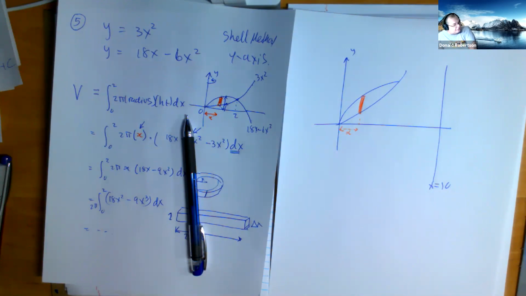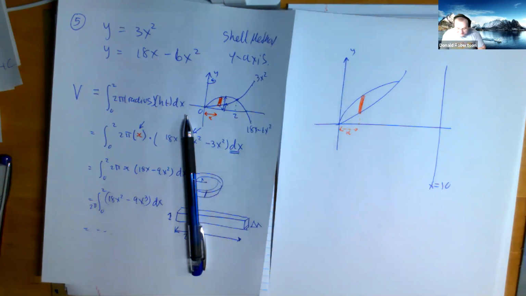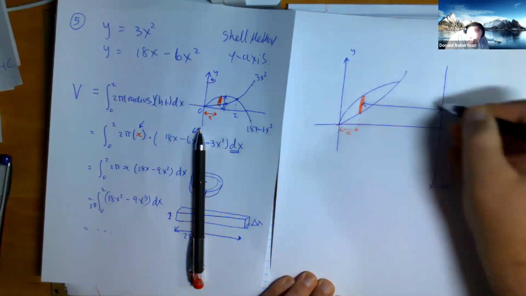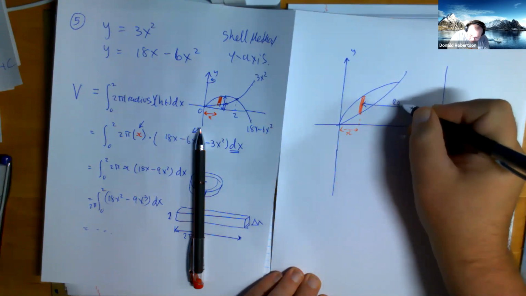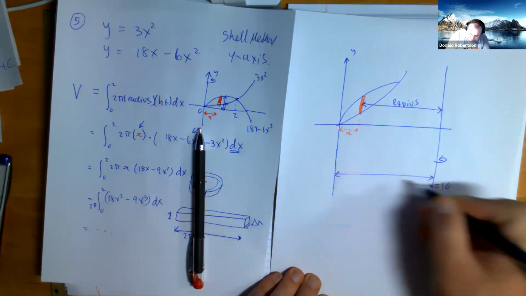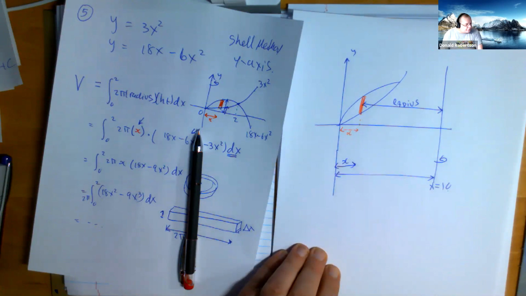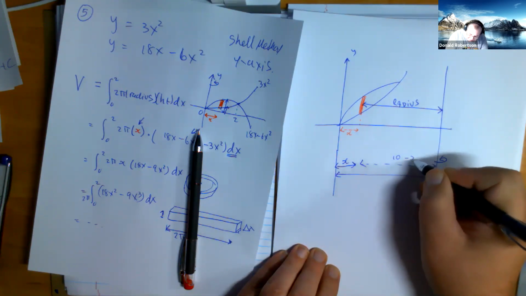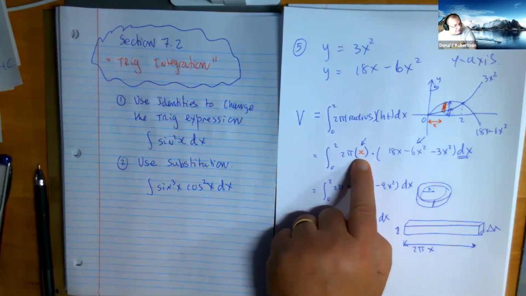And sometimes that distance is the radius, especially if you're rotating about the y-axis. But the radius is the distance from that rectangle to wherever the axis of rotation is. So how do I find the radius this time? Well, I know that the distance from there to there is 10. I know that this distance from here to here is x, because it's always x. So won't the radius be 10 minus x? So you'd go over here, and that would become a 10 minus x.